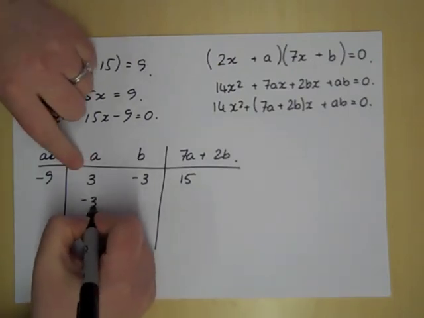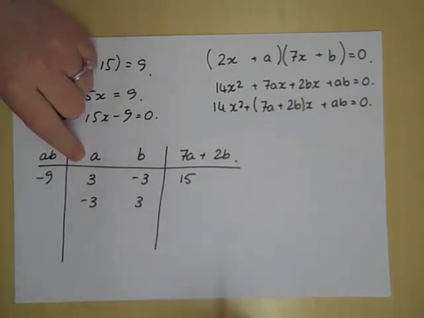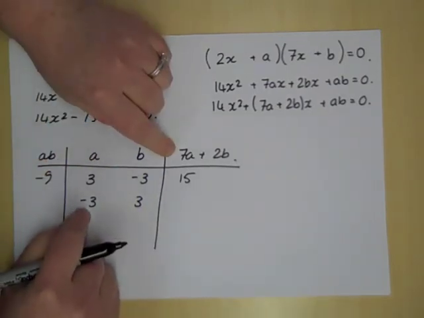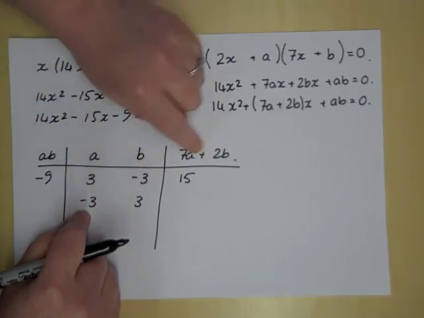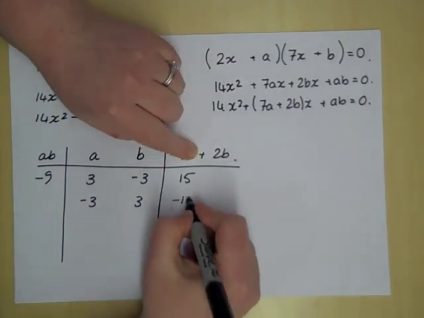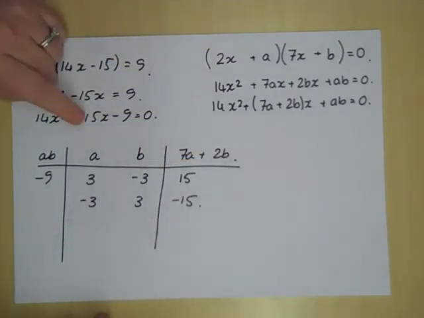So if I try switching these around, minus 3 and 3. So this time I end up with 7a. So 7 times minus 3 is minus 21. And then plus 2b. So plus 2 times 3, which is plus 6. That is going to be minus 15. So that's exactly what I want here. Minus 15 in the middle.